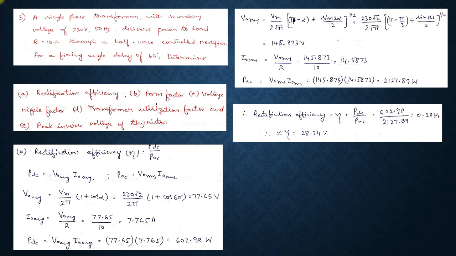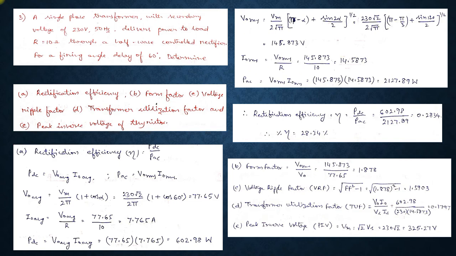Next one, rectification efficiency formula is PDC by PAC. So you know PDC, it is 602.98 watt. You know PAC, it is 2127.89 watt. So divide 1 by the other so that you will get 0.2834. If you want to get percentage efficiency, it will be 28.34%. Simple.